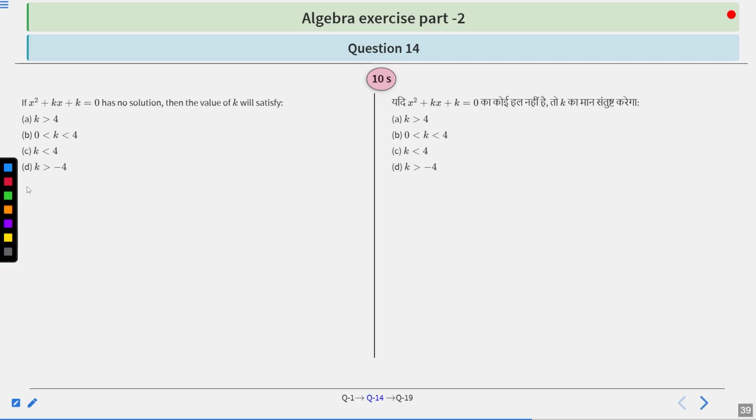Next, if x square plus kx plus k equal to 0 has no solution, then the value of k will satisfy. Option A, k is greater than 4. Option B, k is greater than 0 but less than 4. Option C, k is less than 4. And option D, k is greater than minus 4. And I am giving you 10 seconds to find out the correct answer. After that, I will do the solution.